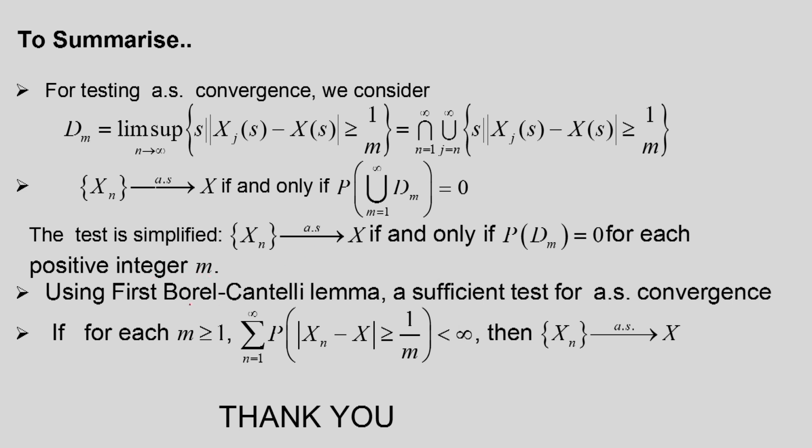Now using the first Borel-Cantelli lemma, we got a sufficient test for almost sure convergence. If for each m greater than or equal to 1, the sum from n equal to 1 to infinity of the probability of mod of xn minus x greater than or equal to 1 by m is less than infinity, then the sequence xn converges almost surely to x. Thank you.